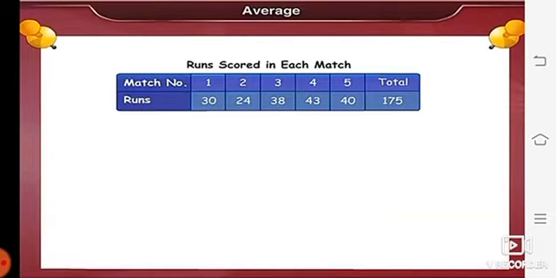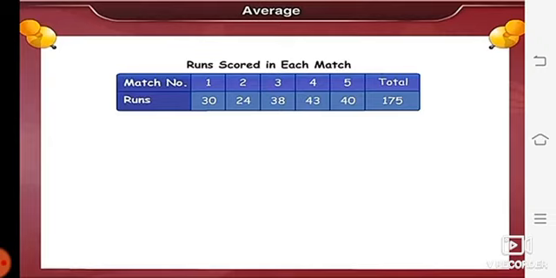So students, now let's learn about average. The table shown here shows runs scored by Ramesh in 5 matches. In first match he scored 30 runs, second 24 runs, third 38 runs, fourth 43 runs, fifth 40 runs. What do you think is the approximate runs scored in each match? To know approximate runs, we need to find the average.